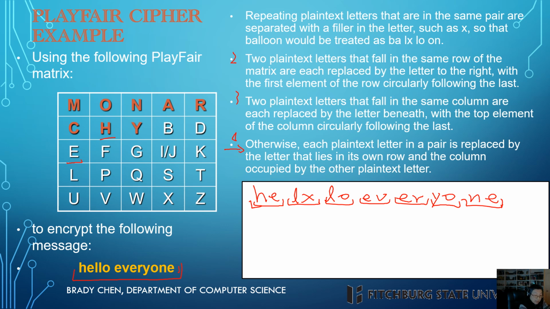Each plain text letter in the pair is replaced by the letter that lies in its own row and the column occupied by the other plain text letter. So we can replace HE with C and F.